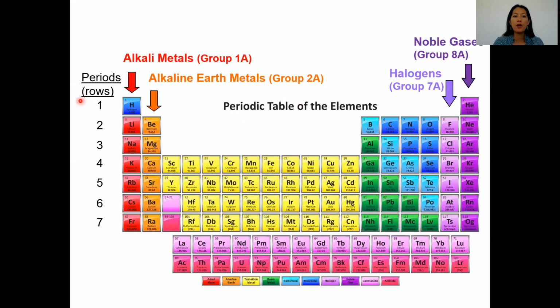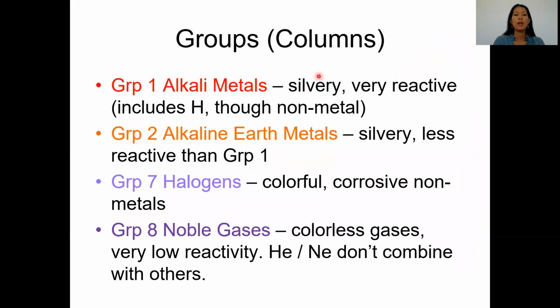The other thing you need to know is going across, these are periods or rows, and it starts at row 1 with hydrogen, row 2, 3, this is row 4. So row 2, even though maybe halogens here start at row 2, the first fluorine is here, this is a row 2 element. And even though fluorine is the first one in its row, it's not a row 1, it's a row 2. Okay, the alkali metals, these are silvery, very reactive.